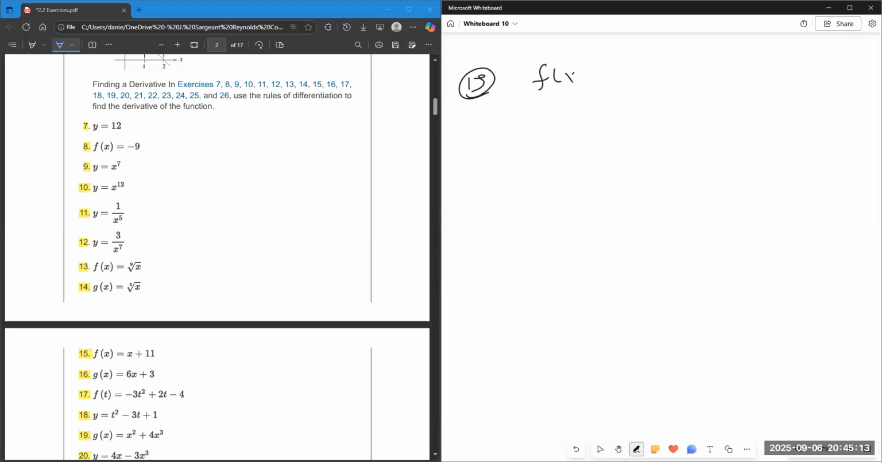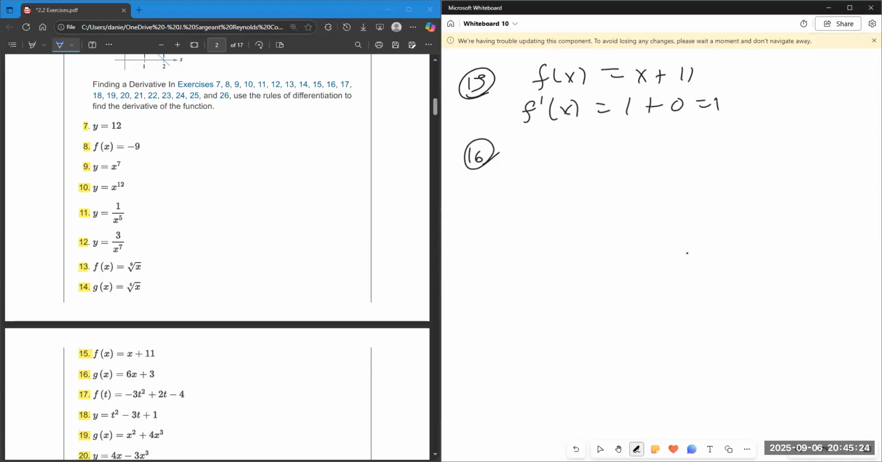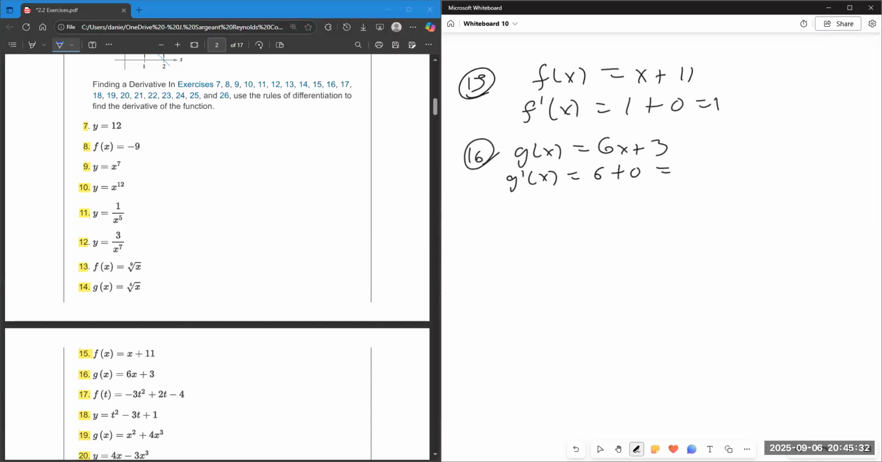15 says f of x is equal to x plus 11. So f prime of x will be 1 plus 0, which is 1. 16. g of x is 6x plus 3. So g prime of x is 6 plus 0, which is 6.